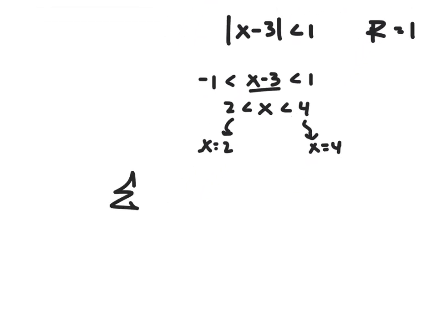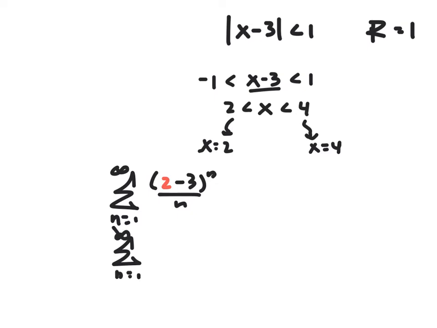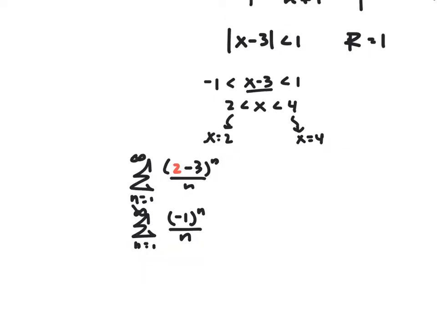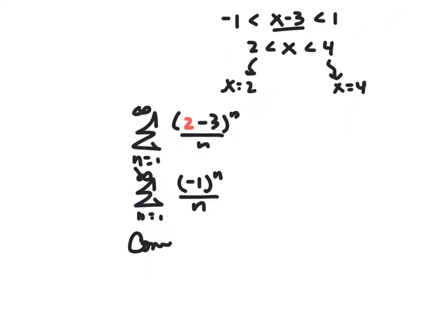So what would this look like if I plugged a 2 in? If I had (x minus 3) to the nth power over n, and x was 2, what that would turn this into is an alternating series. That's the alternating harmonic series. I know that that is convergent. You're allowed to say that by the alternating series test, right? This is the alternating harmonic series.